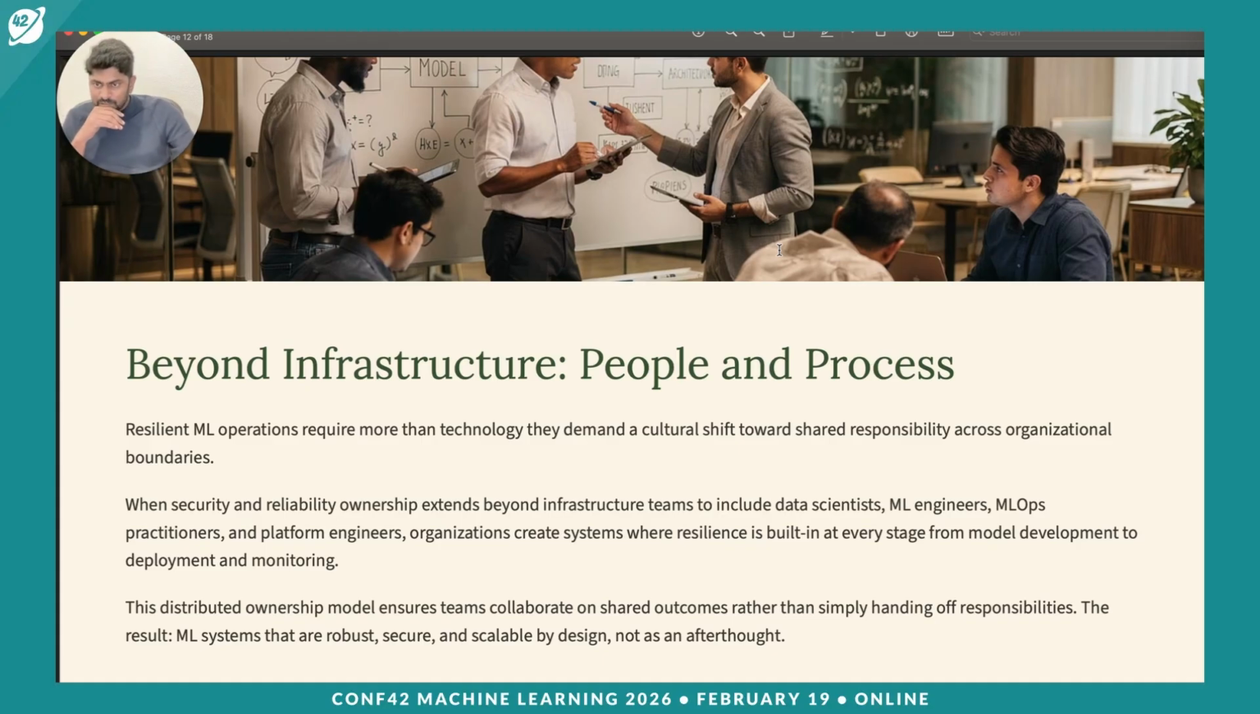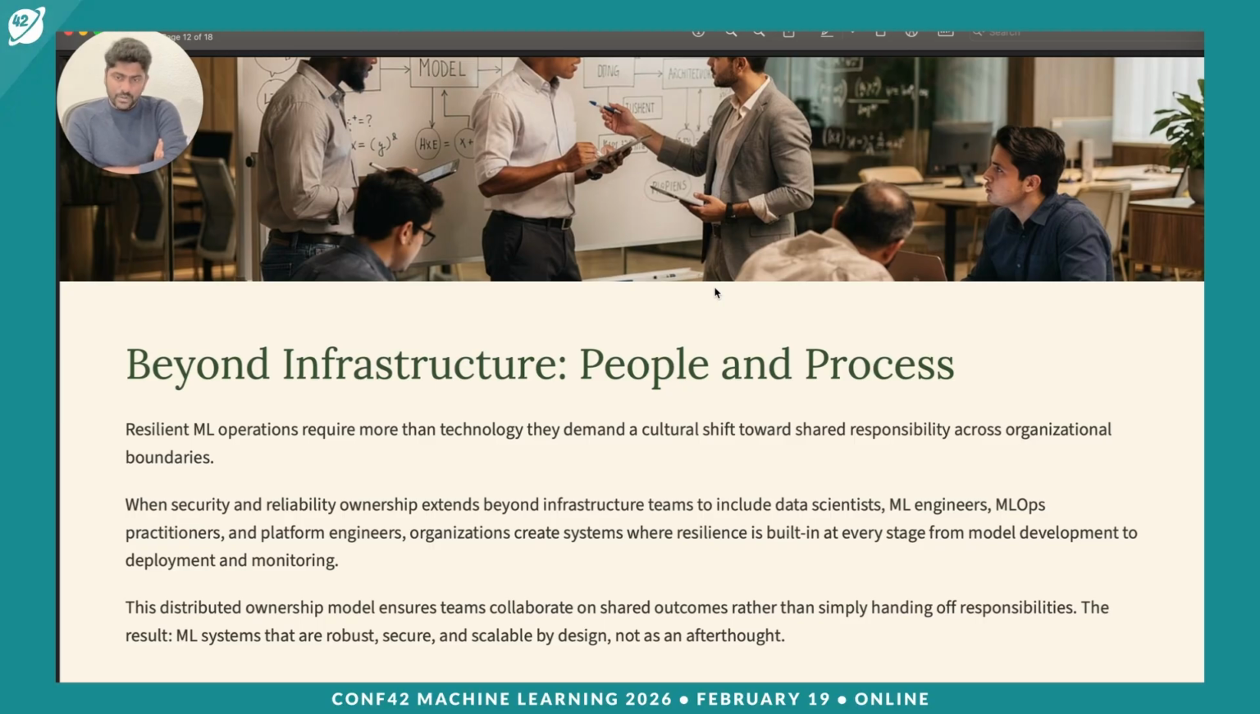So this is one of the areas where it requires more than technology. That is a cultural shift towards shared responsibilities across the organization. When security and reliability ownership extends beyond the infrastructure teams to include data scientists, ML engineers, MLOps practitioners, and platform engineers, organizations create systems where resilience is built in at every stage, from model development to deployment and monitoring.